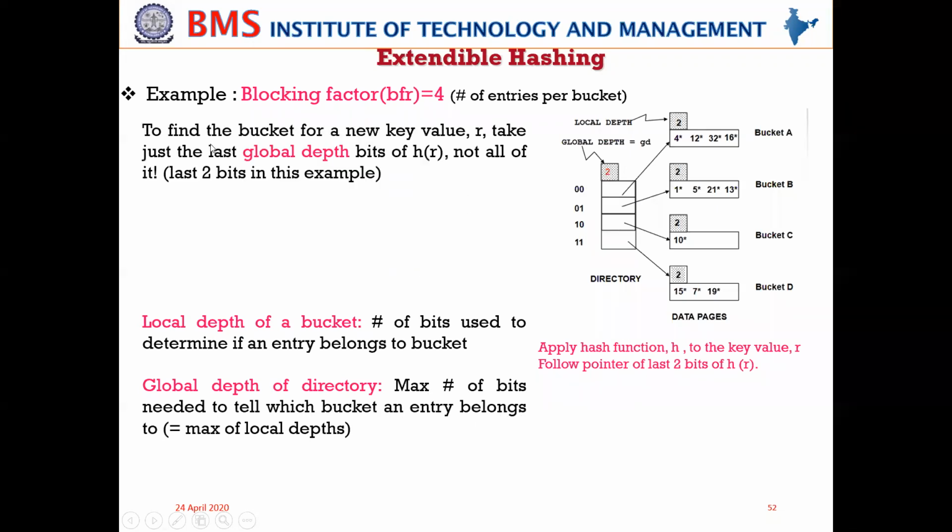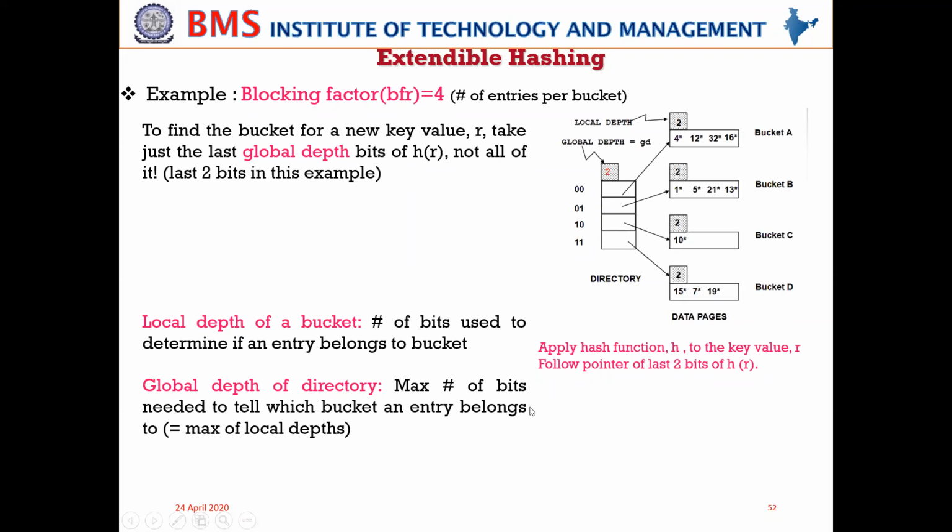These are some of the assumptions we are supposed to consider before we move on to the actual example. To find the bucket, suppose you want to insert a new record. You will take the key value of that particular record. After taking the key value, that key value of the record should be given as an input to whom? The hashing function, correct?